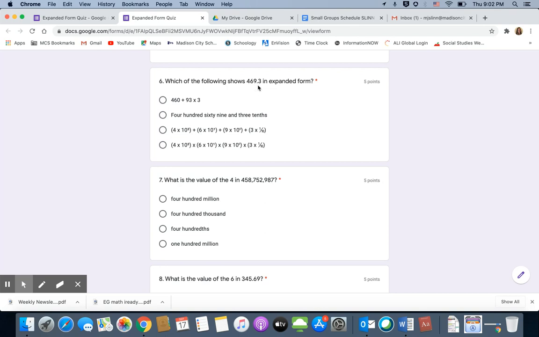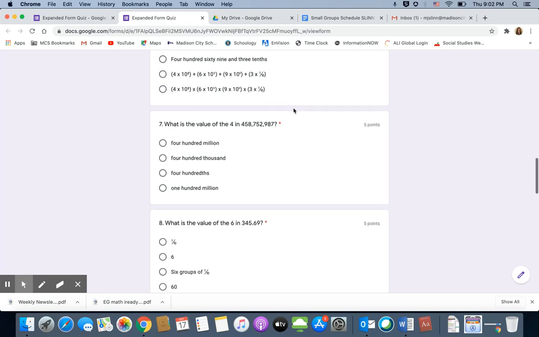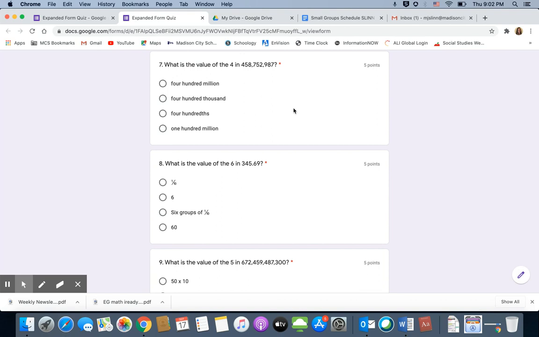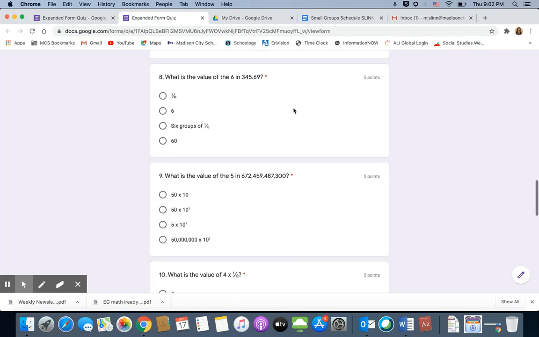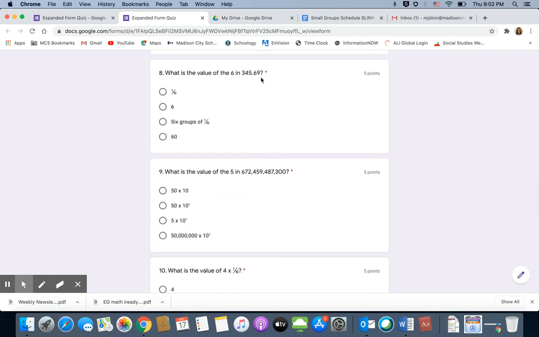469 and 3/10. I definitely recommend getting out that place value chart to do these. Whole number, this one has tenths and hundredths. So remember, when you're reading a decimal amount, the place value word that you say is determined by where your last digit is. So in this case, our last digit is in the hundredths place. So we would read this number 345 and 69 hundredths.